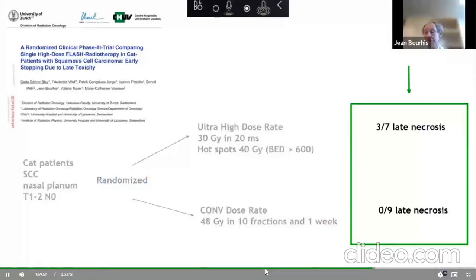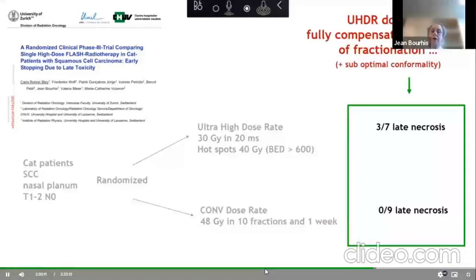In fact, there was more late necrosis in the single dose flash irradiation compared to the fractionated irradiation, which may not be a surprise because if we are using very, very big dose per fraction, we may have late toxicity. So what we can conclude from this study is that the ultra high dose rate does not fully compensate for the lack of fractionation. And also because we had hotspots, more than 40 gray, and for the suboptimal conformality.